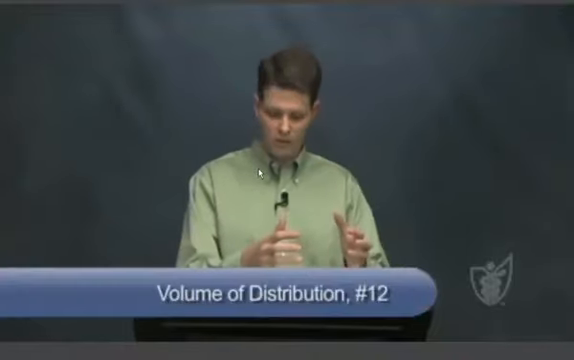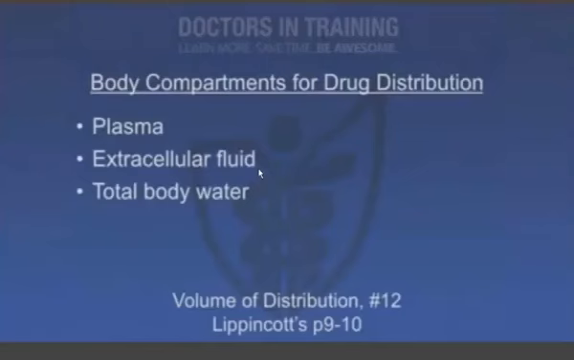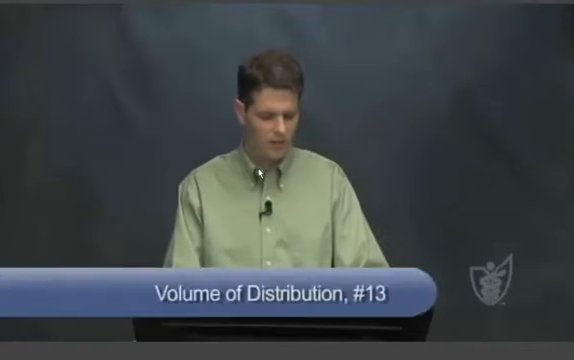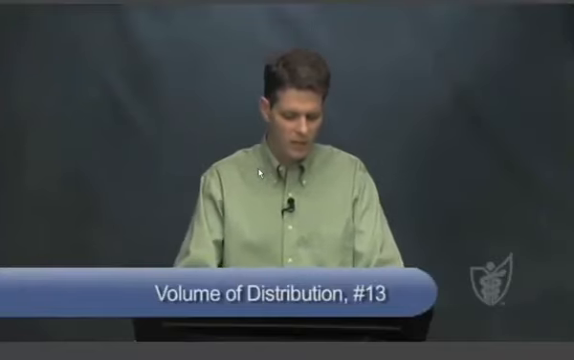And those are the water compartments of the body. So a drug can be sequestered in cells, or it can distribute into one of these compartments. It can distribute into the plasma compartment, or the extracellular fluid, or into the total body water. And let's talk a little bit about each of these components.